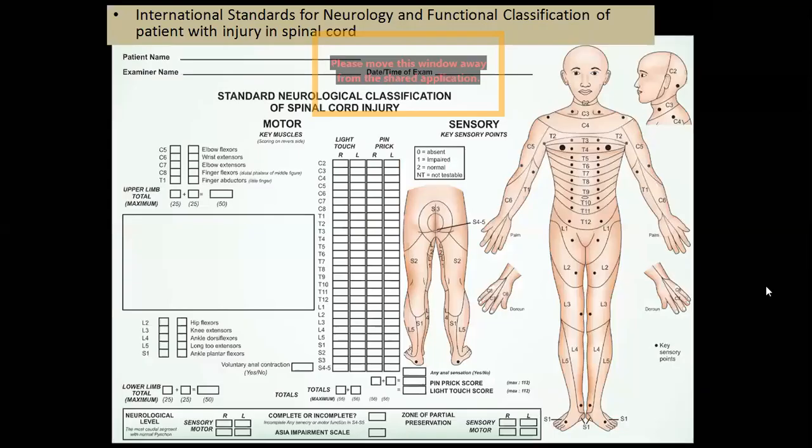Next, this is the ASIA scoring scale which we use. What is the ASIA scoring scale? With this scale, we can examine the patient in detail and note it down. As I said earlier, for each nerve root we should assess a muscle separately. For example, C5 is elbow flexion, C6 wrist extension, C7 elbow extension, C8 finger flexion, T1 finger abduction, likewise from L2 to S1. So for each nerve root, one particular muscle is assessed and we can score it accordingly. Likewise, there is sensory assessment and reflex assessment. So this is called ASIA scoring.